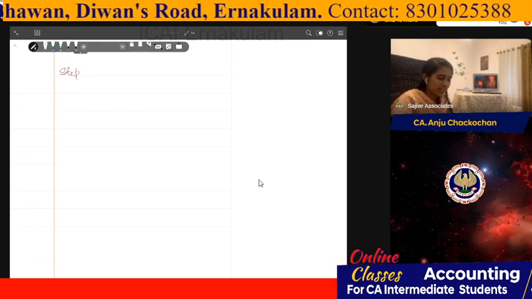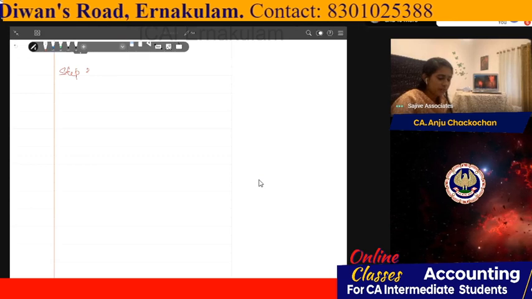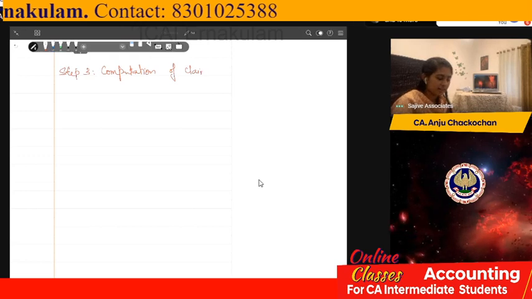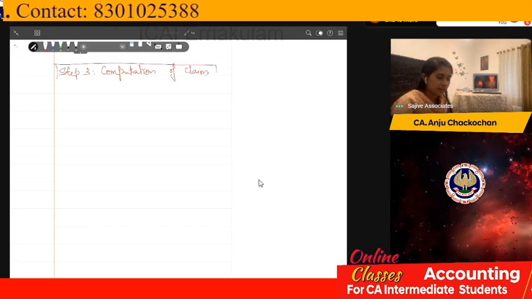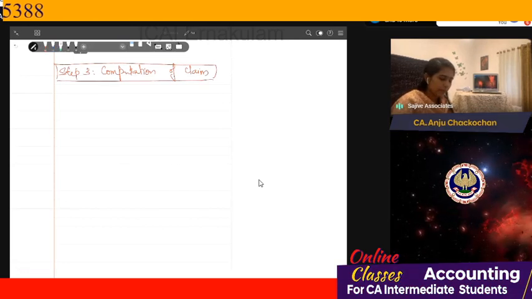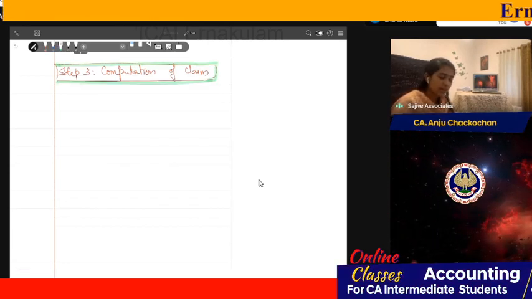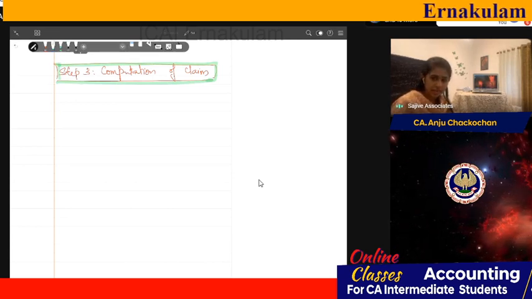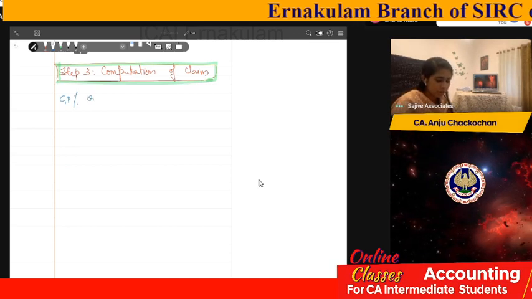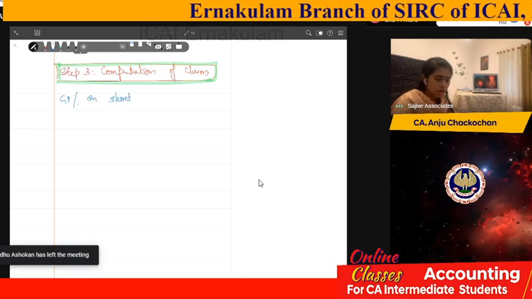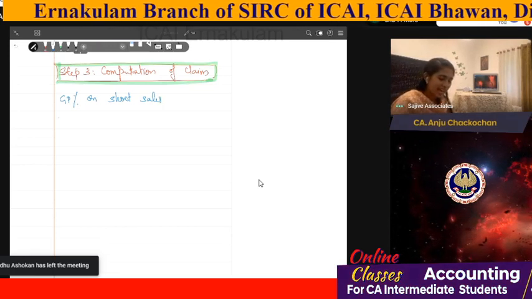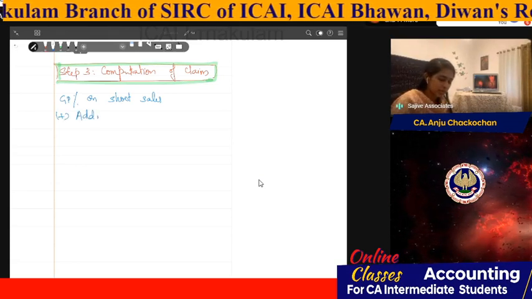Step three, computation of claim amounts. Okay, now the next part, let's see how it is. GP percentage on short sales. We have short sales in hand, we have GP percentage, so you can compute that. Now the next one is additional expense.